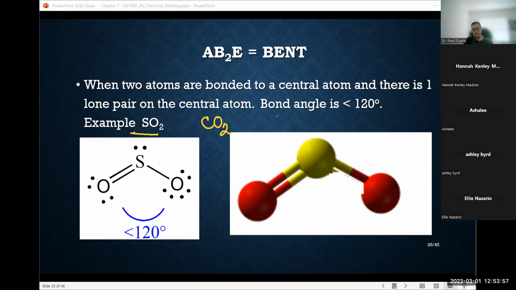Carbon dioxide, we did that already. We ended up with a linear species where we had an AB2 configuration, okay? And because of that, because of its Lewis dot structure, we have information now about CO2 versus SO2 with respect to what we call polarity, whether something is polar or non-polar. But more on that in a bit.